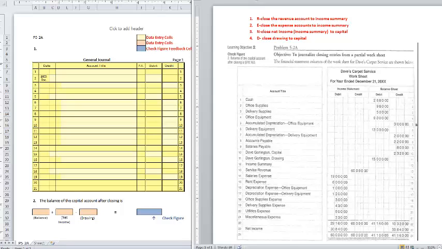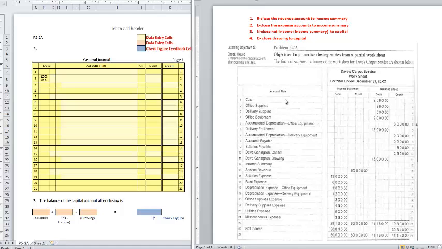Let's take a look at problem 4-2 on page 204. Along with helping us with adjusting entries and financial statements, the worksheet also helps us to complete our closing entries. There are 4 closing entries, and one way to remember those is by remembering REND, REND. The first entry closes the revenue account to income summary. The second entry closes the expense account to income summary. The third entry closes the net income, which is found in the income summary account at this point, to capital. And the fourth entry closes the drawing to capital.